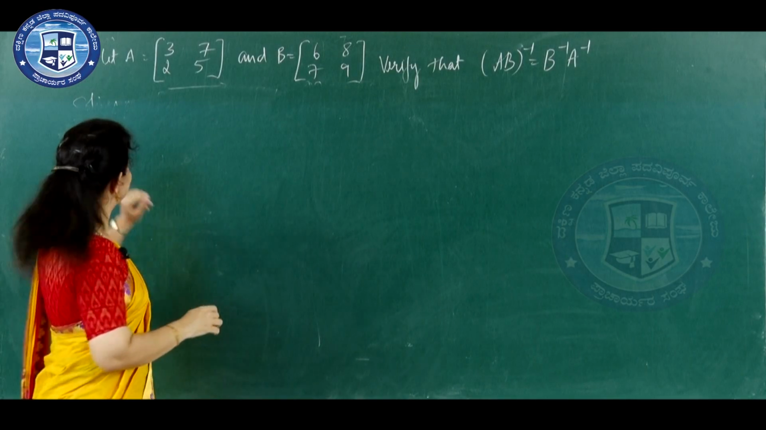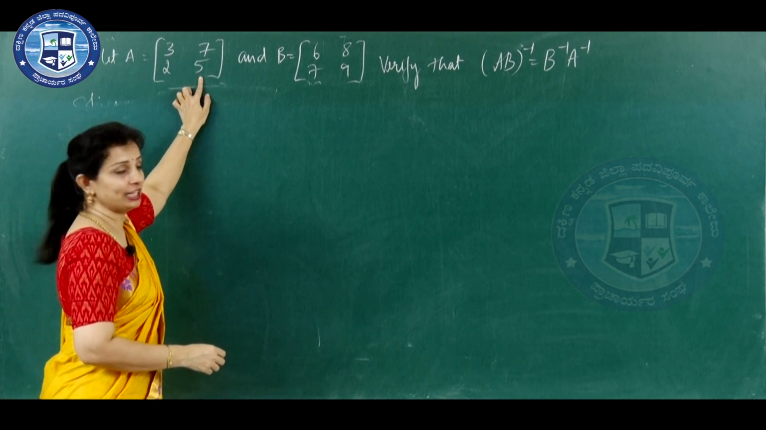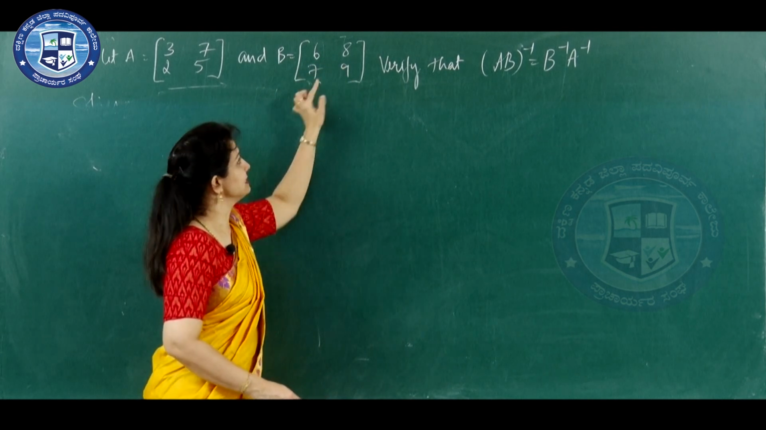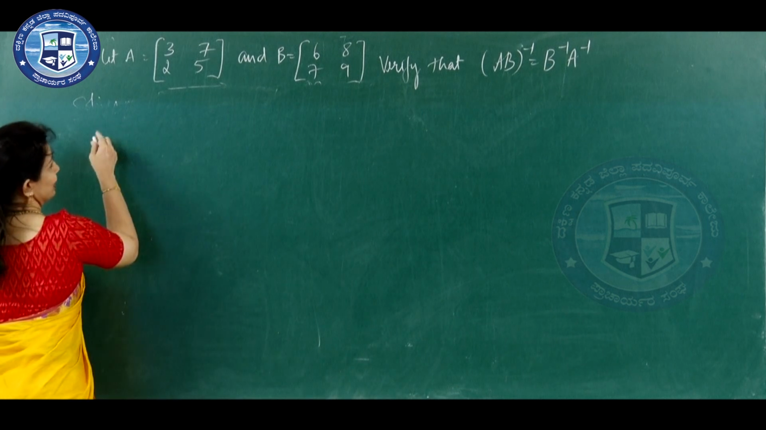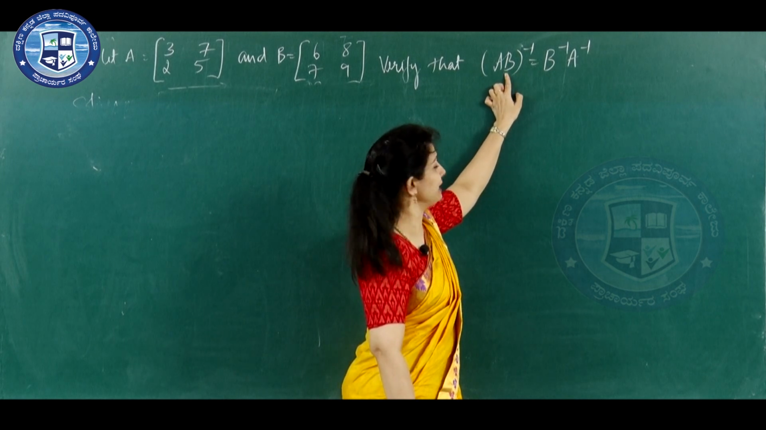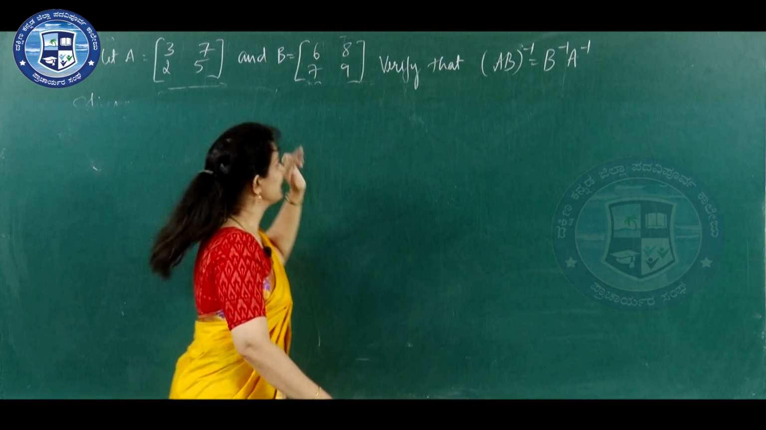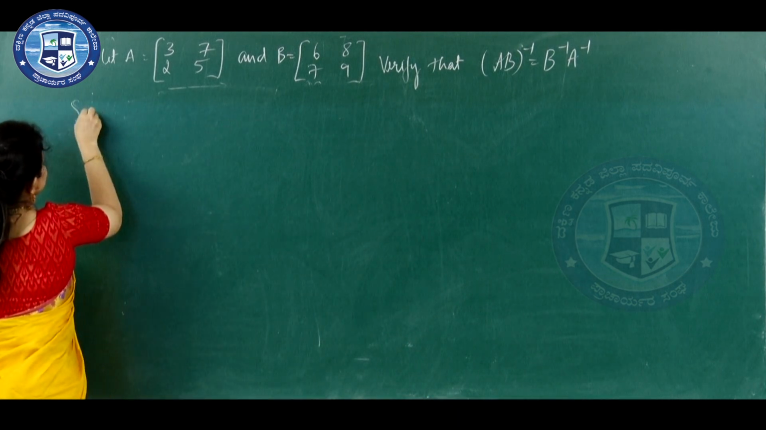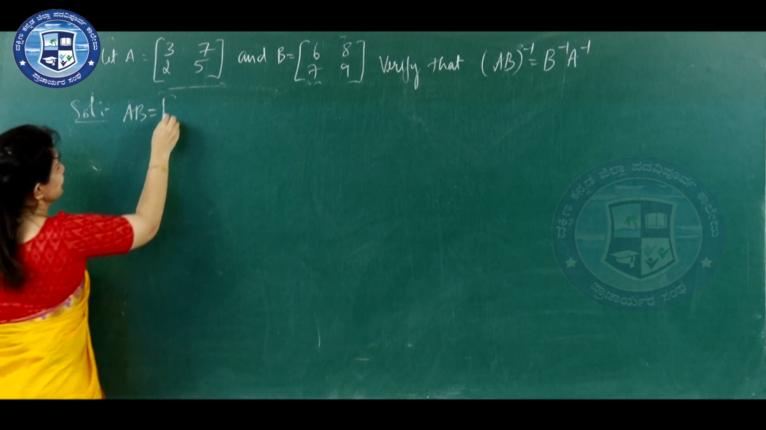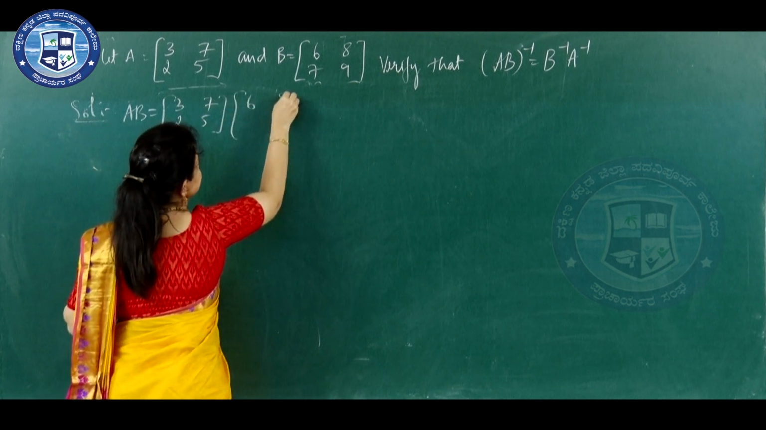Look at the third question. A is a square matrix of order 2, with elements 3, 7, 2, 5. B is a square matrix of order 2, with elements 6, 8, 7, 9. Now, you have to verify that the inverse of the product AB of the two matrices is equal to B inverse into A inverse. That means, first find out what is AB. AB is equal to, multiply the two matrices, [3, 7; 2, 5] into [6, 8; 7, 9].